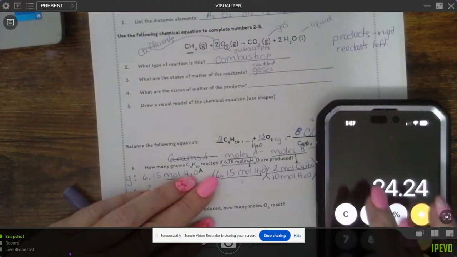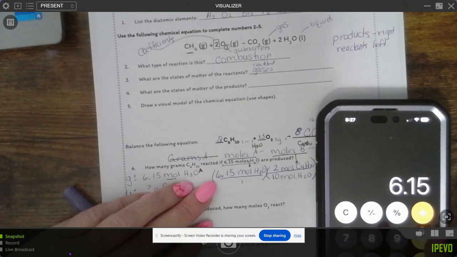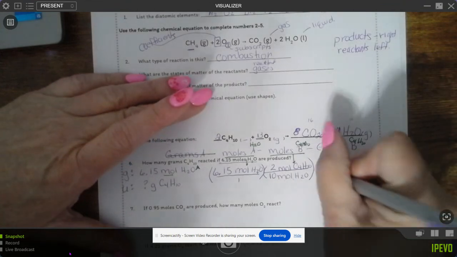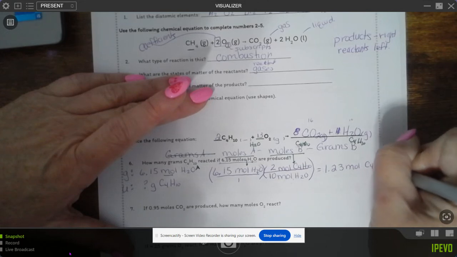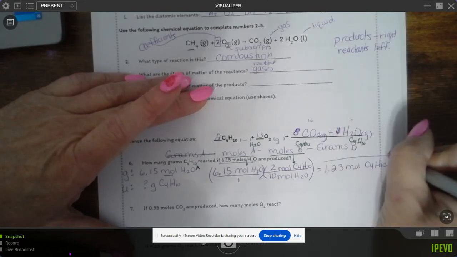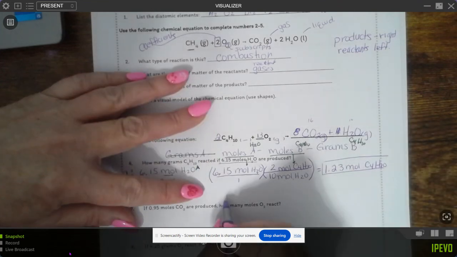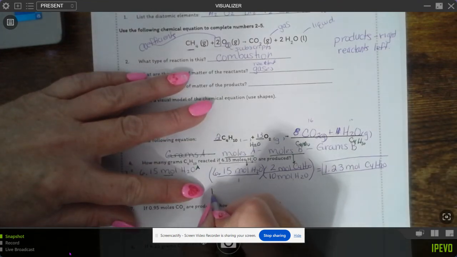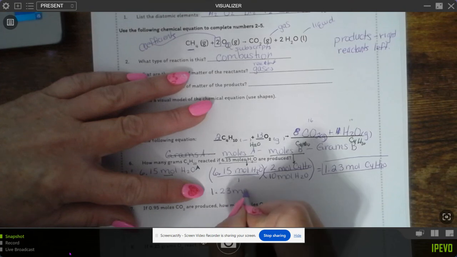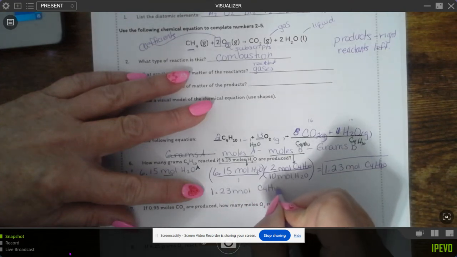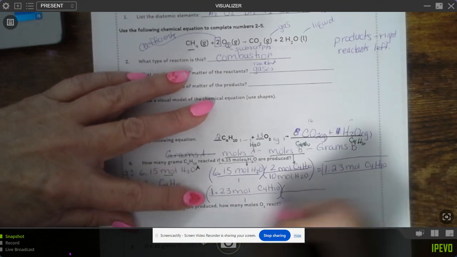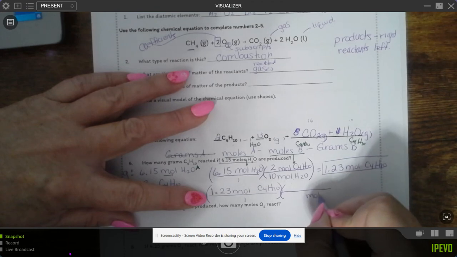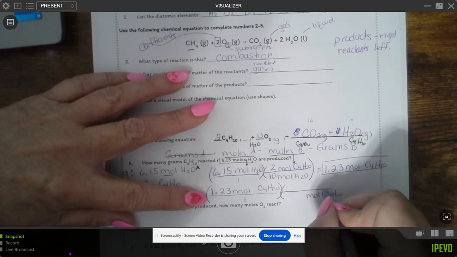All right. 6.15 times 2 divided by 10 is 1.23 moles of C4H10. Okay, so that's the answer to step 1. We're going to take that answer down here and use it in step 2. So 1.23 moles of C4H10 over 1. Remember, our units come down, so moles of C4H10 on the bottom.